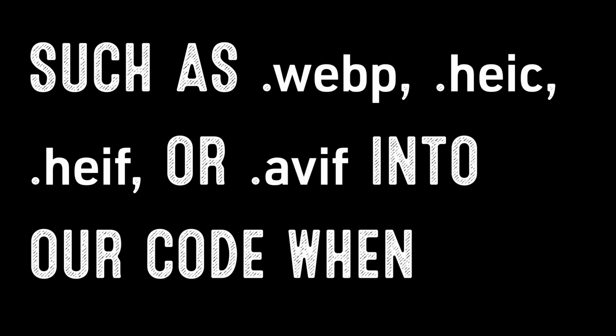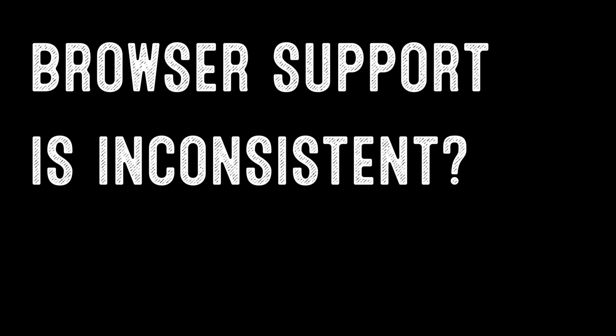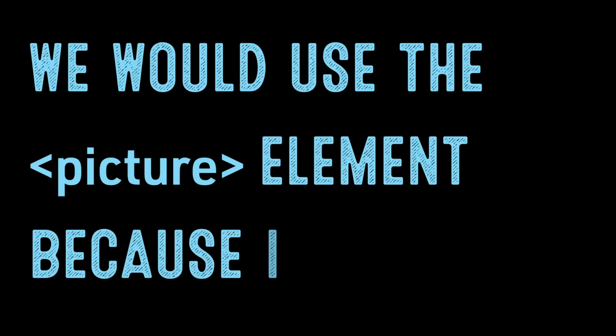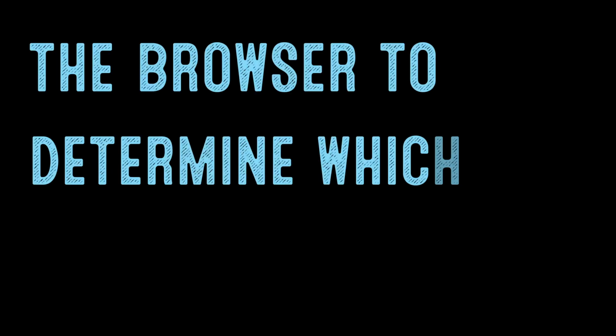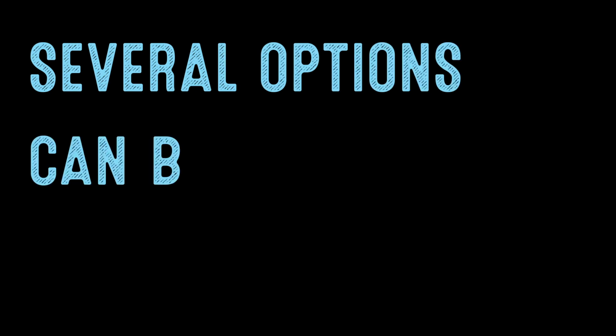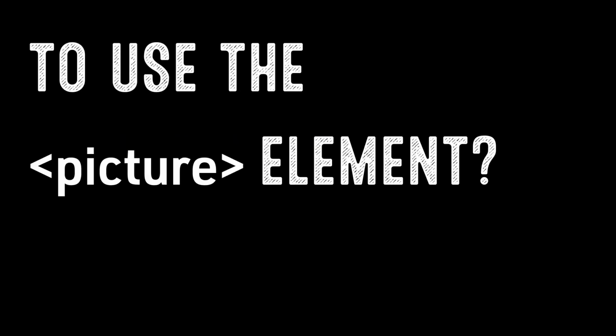The weekly code quiz. How can we incorporate the newer file formats such as webp, heic, heif, or avif into our code when browser support is inconsistent? We would use the picture element because it allows the browser to determine which image from several options can be loaded. What are some other reasons you might want to use the picture element?